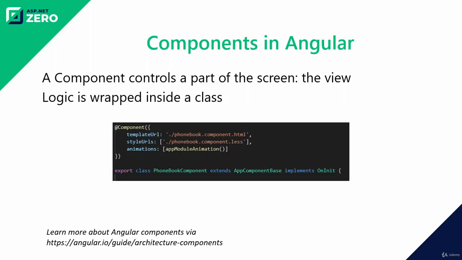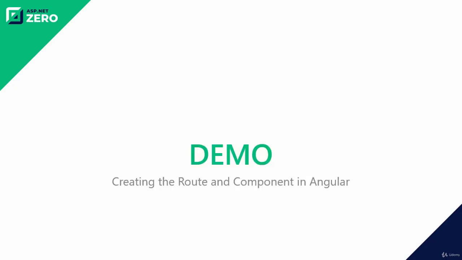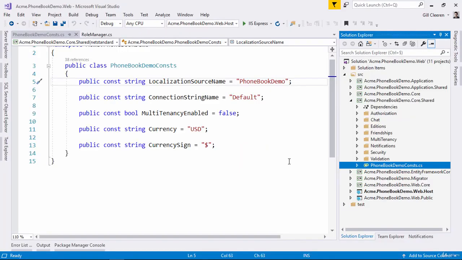Angular components will be wrapped inside a class. And on this class, we will define properties and methods that can be used by the view to interact with it. In the first demo of this module, we will start from a blank application and will create the menu item, its translation, the component, and the route.